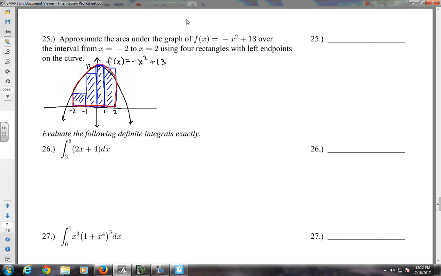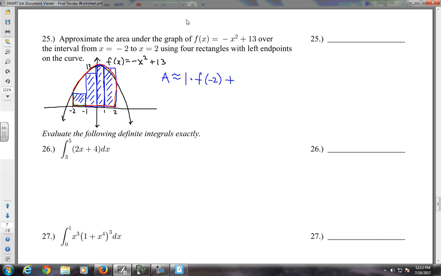Okay, so the area of each rectangle is calculated as base times height. In each case, the base of those rectangles has a length of 1. So the area is going to be approximately equal to, working on rectangle 1, the base is 1. The height, well, to figure out the height, I need the function value here. The function value is f of negative 2. Okay, so that's my first rectangle's area.